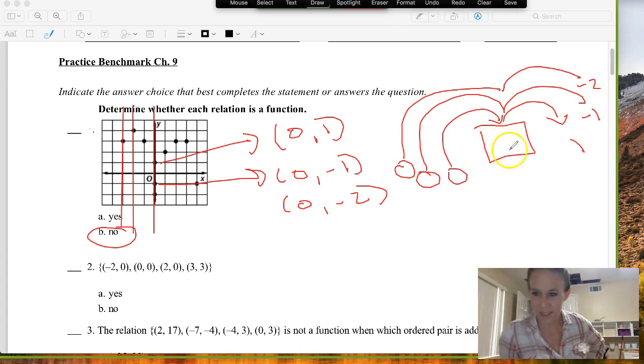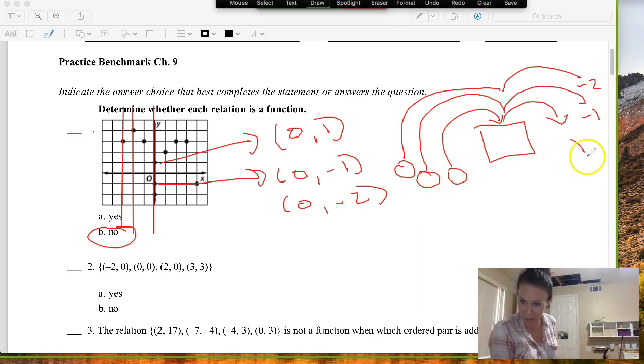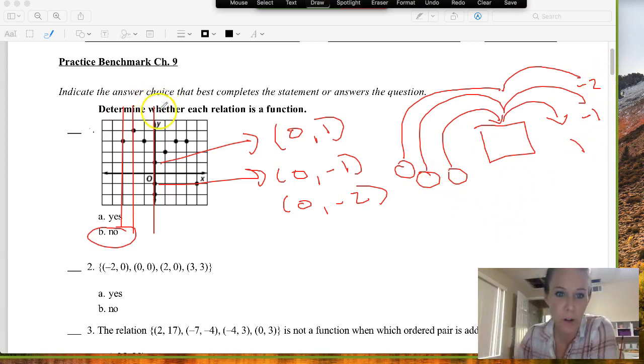So this box is not functional. Every time I ask it the same question, it gives me a different answer. Not functional. The vertical line test tests for that. So with number 1, you can tell just with the vertical line test. If you draw a vertical line and you hit more than one point, you're not functional.